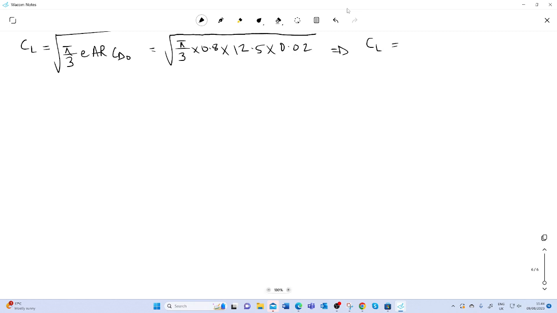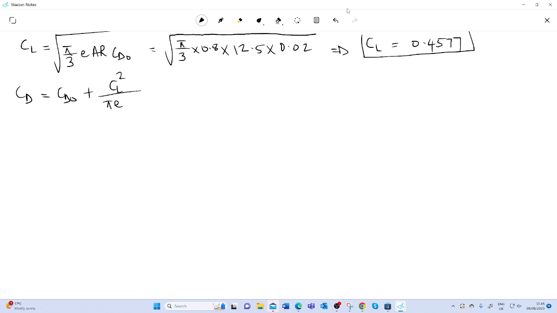Our CL equals 0.4577. Also using the CD formula, which equals CD0 plus CL squared over pi E AR, which can be expressed as 4 over 3 CD0, which equals 4 over 3 times 0.02, or CD equals 0.0267.